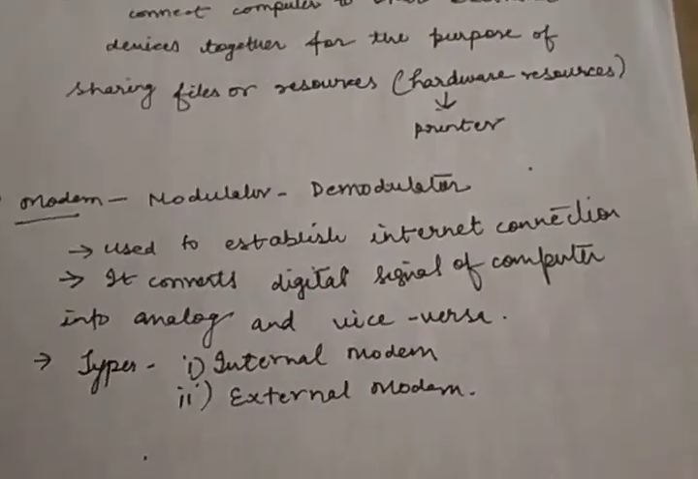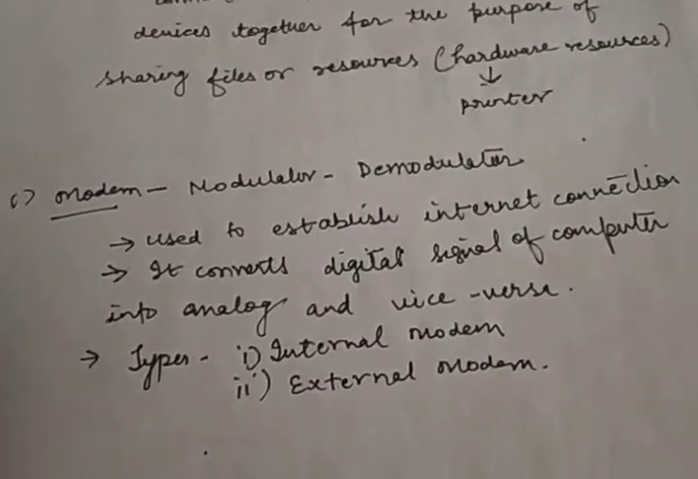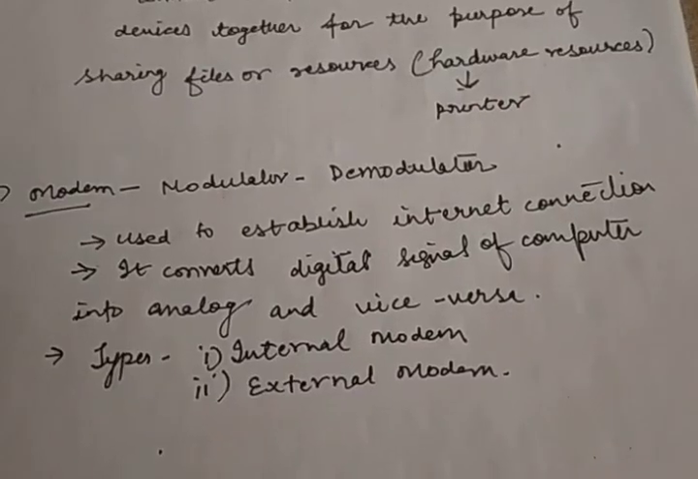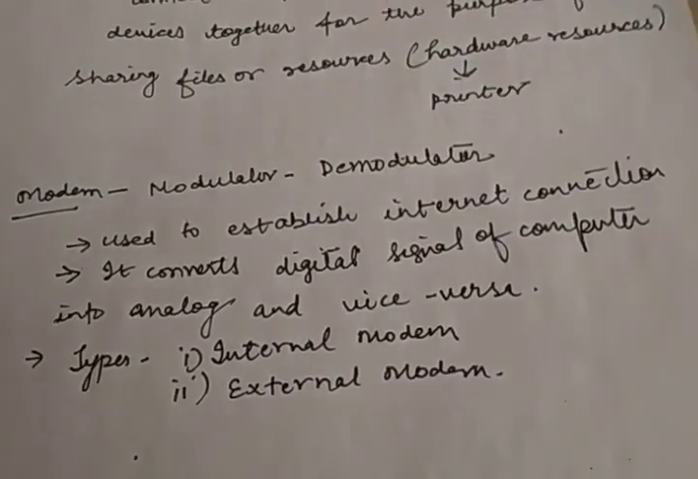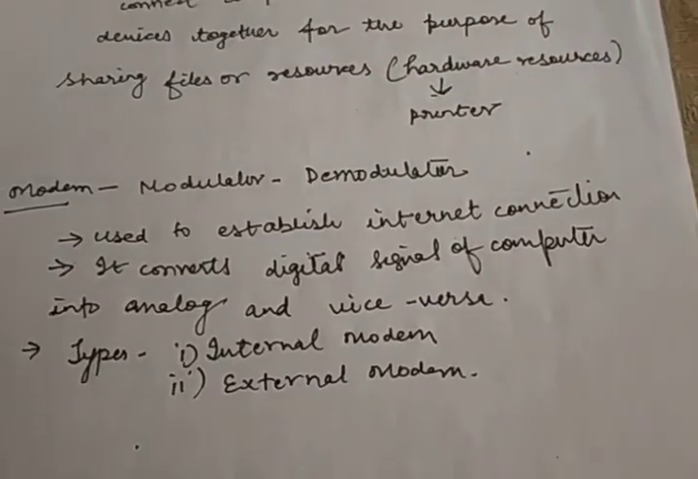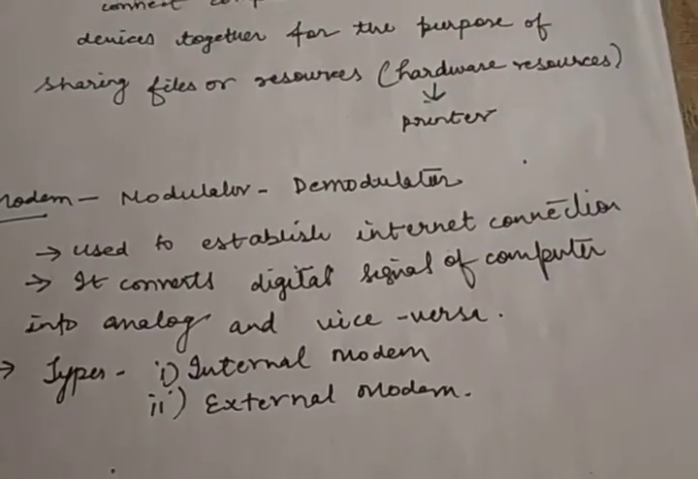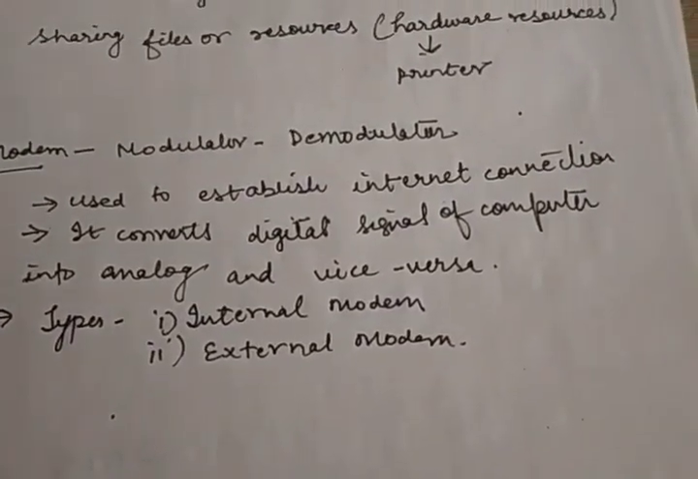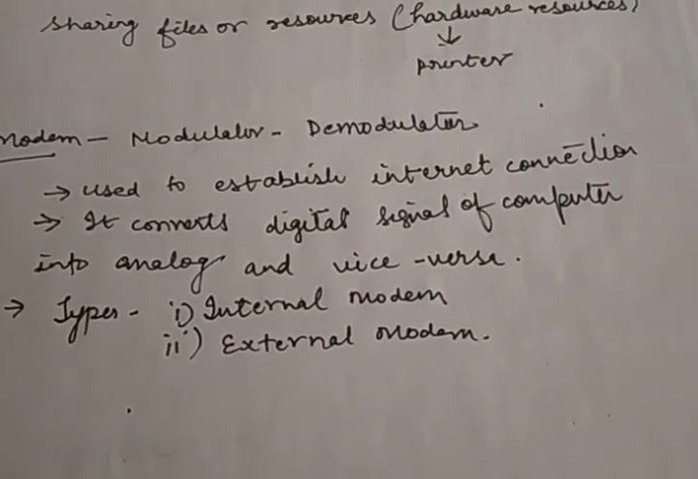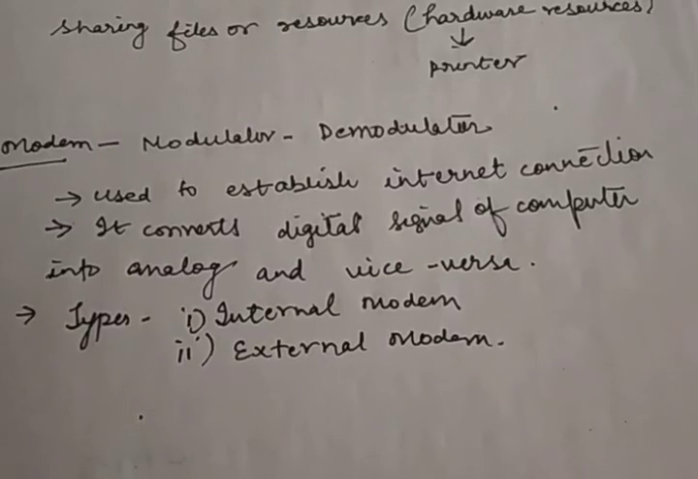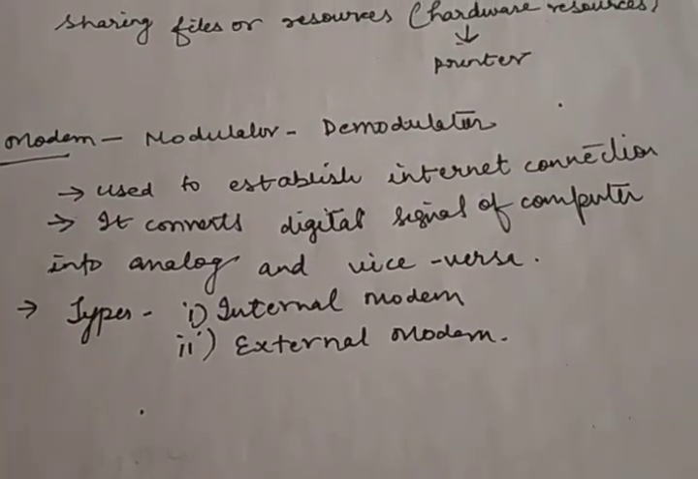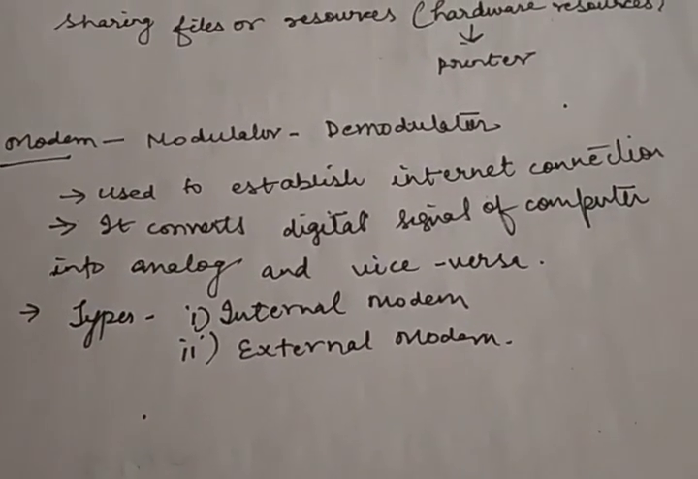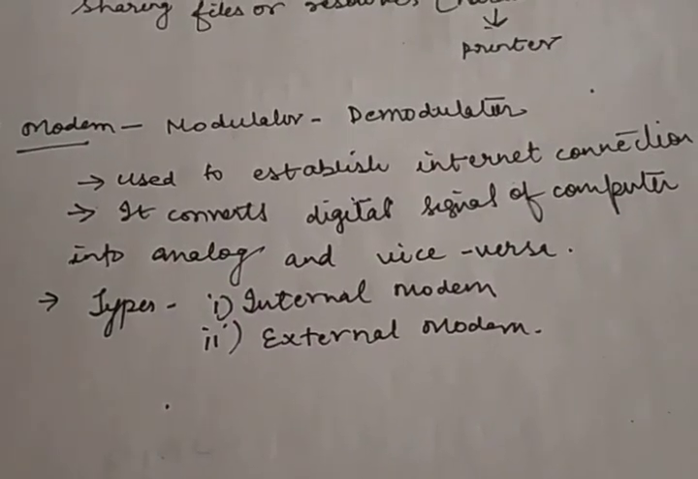Now there are several networking devices that are discussed here. First of all, we should start with the modem. The full form of modem is modulator and demodulator, which is used to establish the internet connection. As you must have seen, the modem is installed wherever there is a broadband connection. It converts the signal, digital into analog and analog into digital. It comes as an internal modem or an external modem. An internal modem is already built into the system, and an external modem we attach from outside.